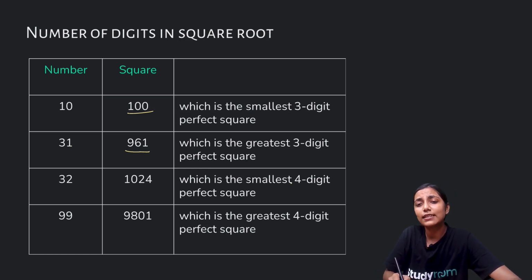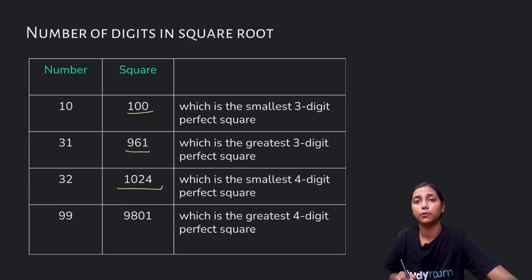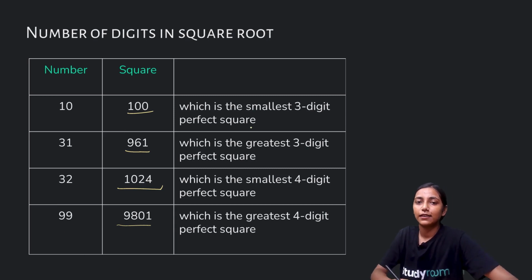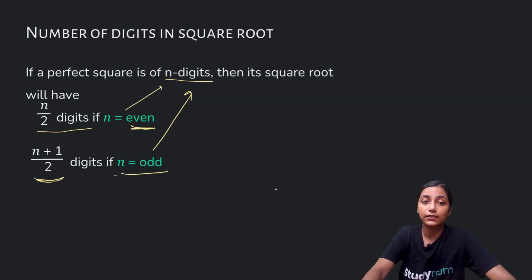Which is the smallest 4-digit perfect square? It is 1024. That is the square of 32. And which is the greatest 4-digit perfect square? That is 9801, and it's the square of 99. So these are some facts related to perfect squares. The smallest 3-digit perfect square is 100, the greatest 3-digit perfect square is 961, the smallest 4-digit perfect square is 1024, and the greatest 4-digit perfect square is 9801.